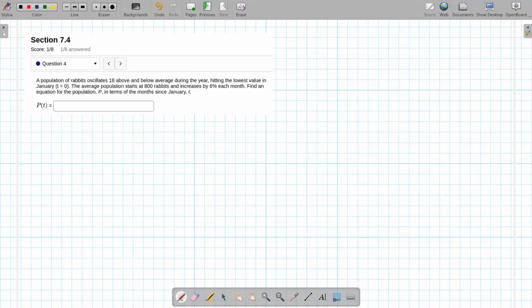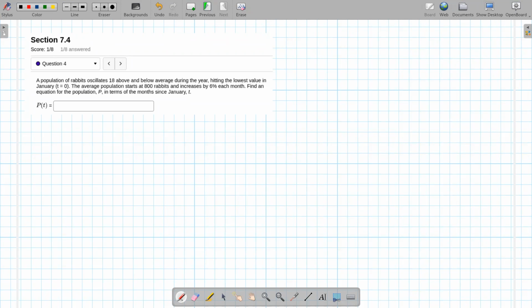We have a population of rabbits that oscillates 18 above and below average during the year, hitting the lowest value in January, t equals 0. So January is counting at 0, February would be 1, and so on. The average population starts at 800 rabbits and increases by 6% each month. Ooh, that's different. Find an equation.